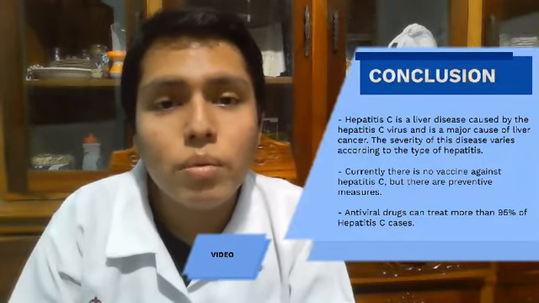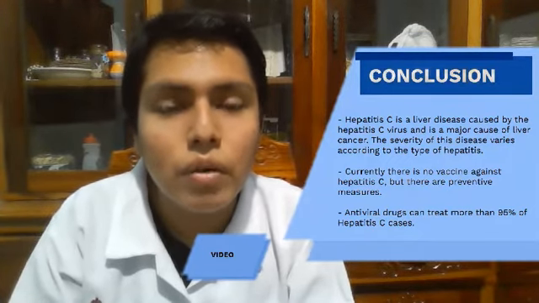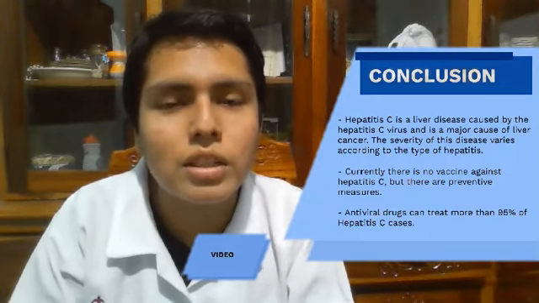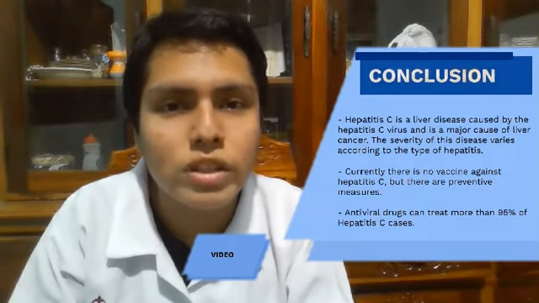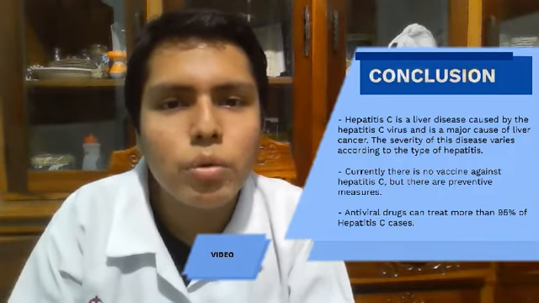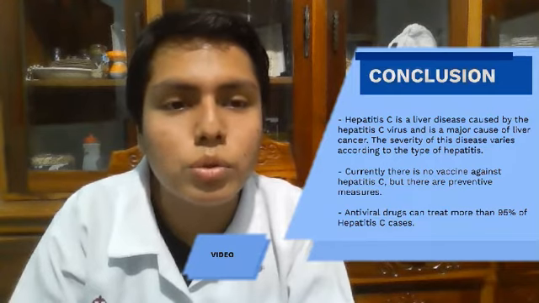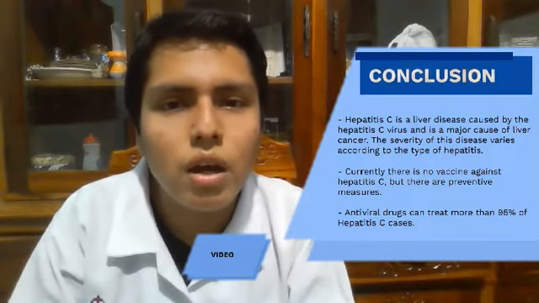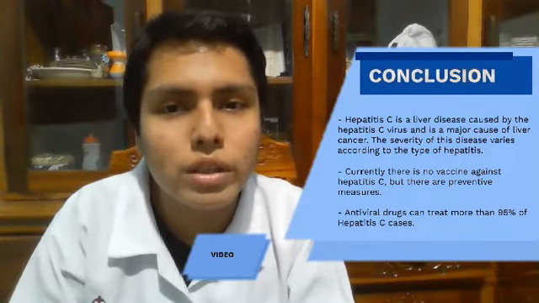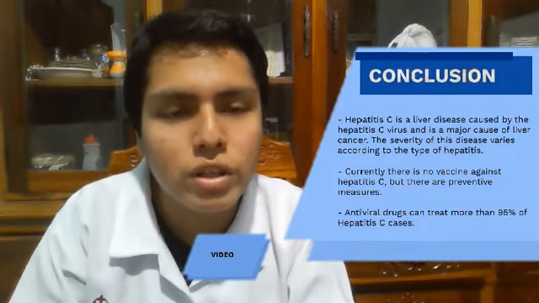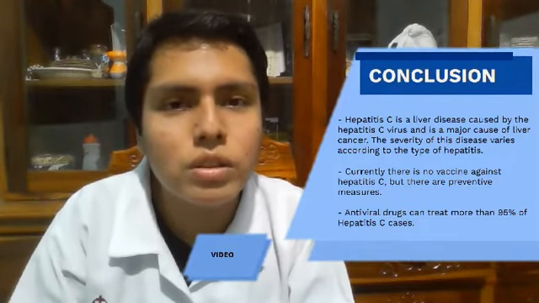Currently, there is no vaccine against hepatitis C, but there are preventive measures such as the appropriate and safe use of injections and the safe handling and disposal of syringes. Treatment with sofosbuvir and ribavirin for 12 weeks in patients with genotype 2 hepatitis C virus infection and for 24 weeks in patients with genotype 3 infection results in a high rate of sustained virological response.